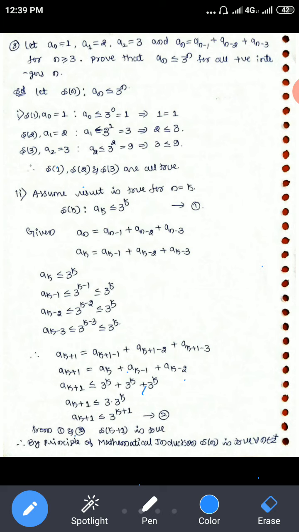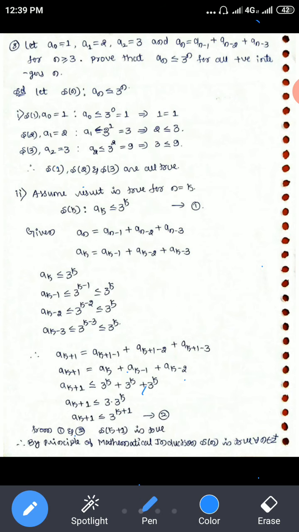So all three conditions are true. Is it right? S of 1 is true, S of 2 is true, S of 3 is true. So I can conclude that S of 1, S of 2 and S of 3 are true. Now assume that the result is true for n is equal to k, that is S of k such that ak is less than or equal to 3^k. That is given.